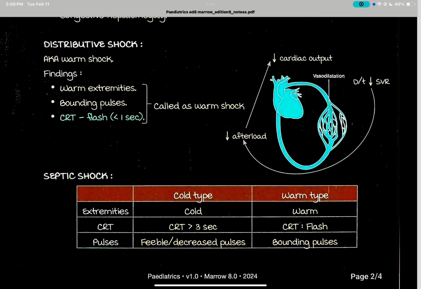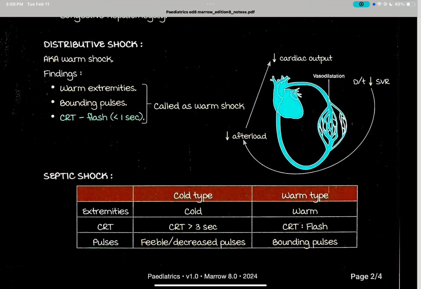Distributive shock, also known as warm shock. Findings: warm extremities, bounding pulses, capillary refill time flash, less than 1 second, called warm shock. Decreased cardiac output, decreased afterload, decreased systemic vascular resistance, vasodilatation.